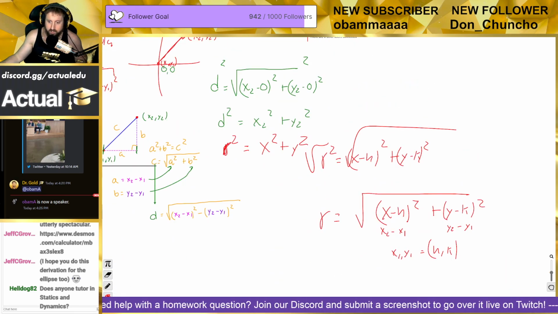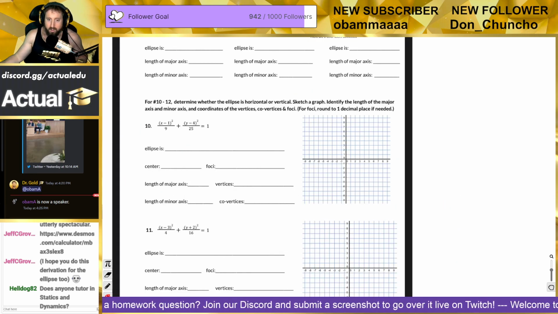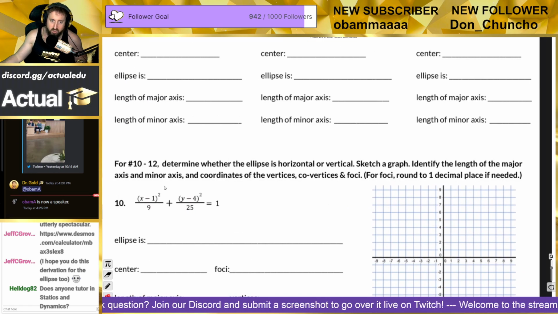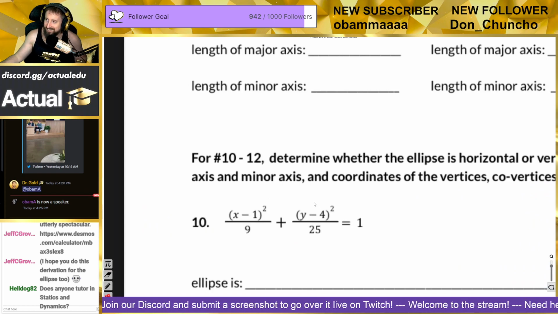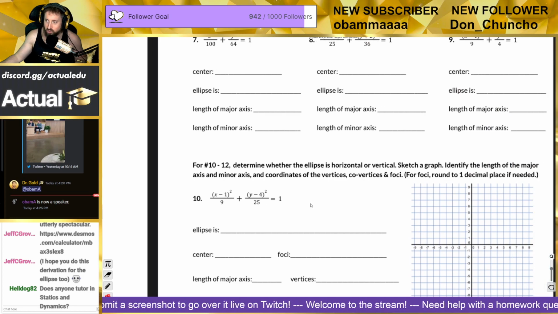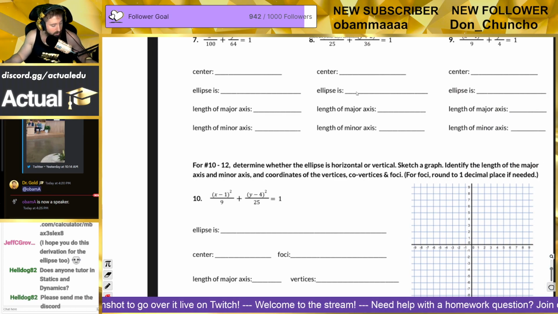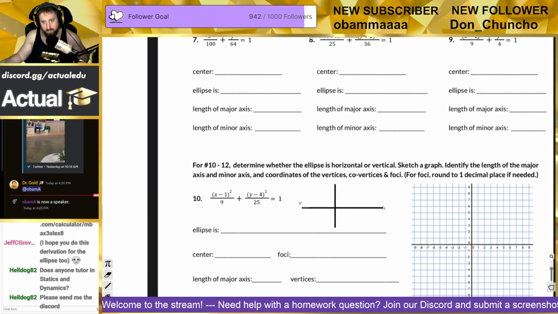Okay, so Jeff, that's where the equation of a circle comes from. Okay, so back to ellipses. Ellipses kind of look like circles, but they're kind of squished. If I were to describe it, if I were to take a circle.